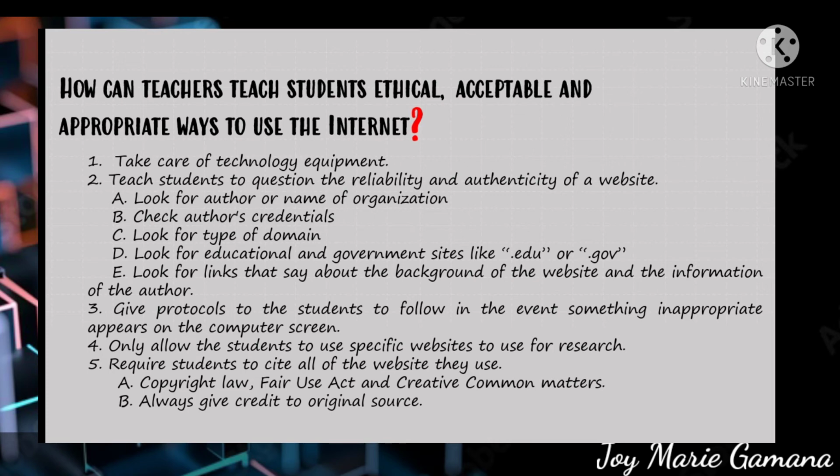Letter A. Look for the author or name of the organization. B. Check the author's credentials. C. Look for the type of domain. D. Look for educational and government sites like .edu or .gov. And letter E. Look for links that tell about the background of the website and the information of the author.